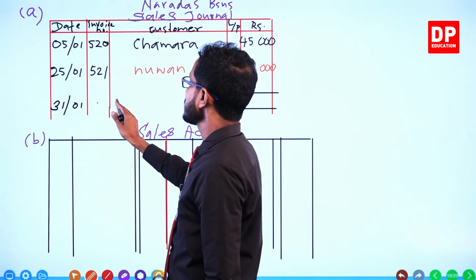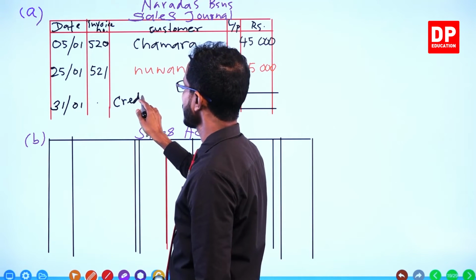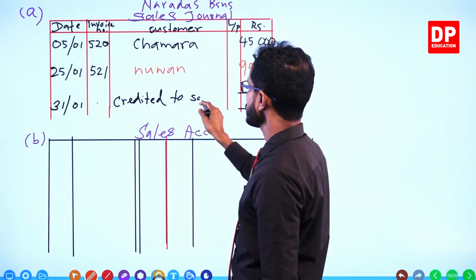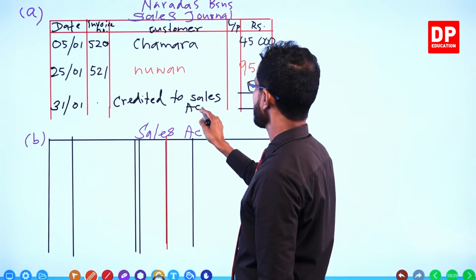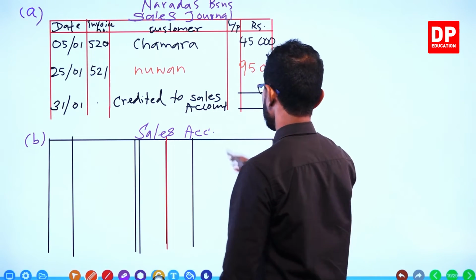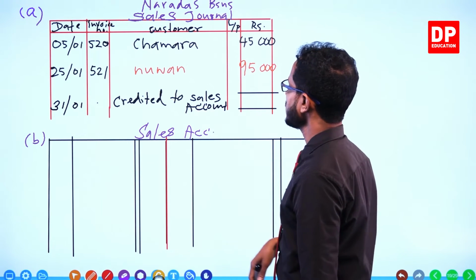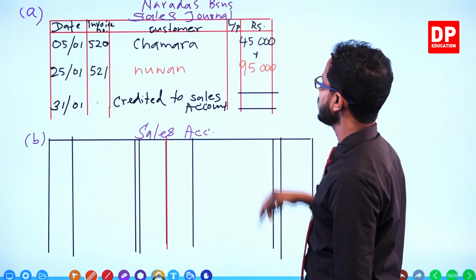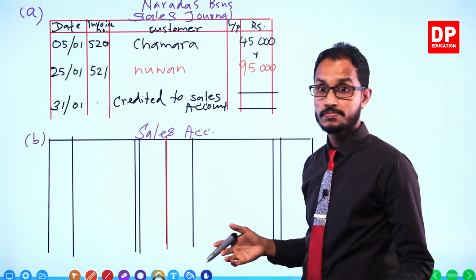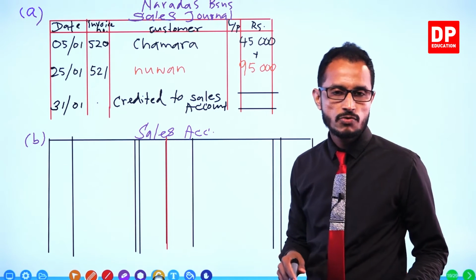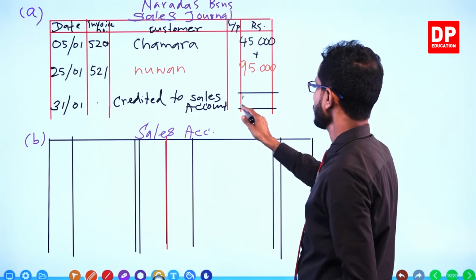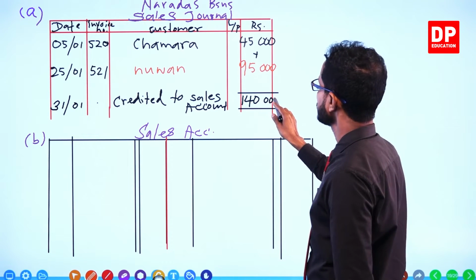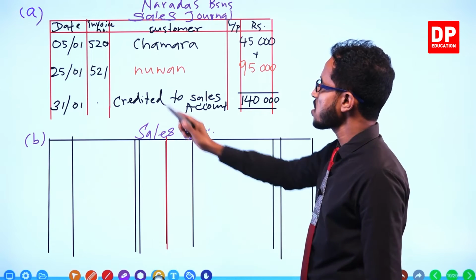What? Credited. Total of sales credited to sales account. What is the total of sales? 95,000 plus 45,000. 95,000 plus 45,000. 140,000. That is the total sales credited to sales account.